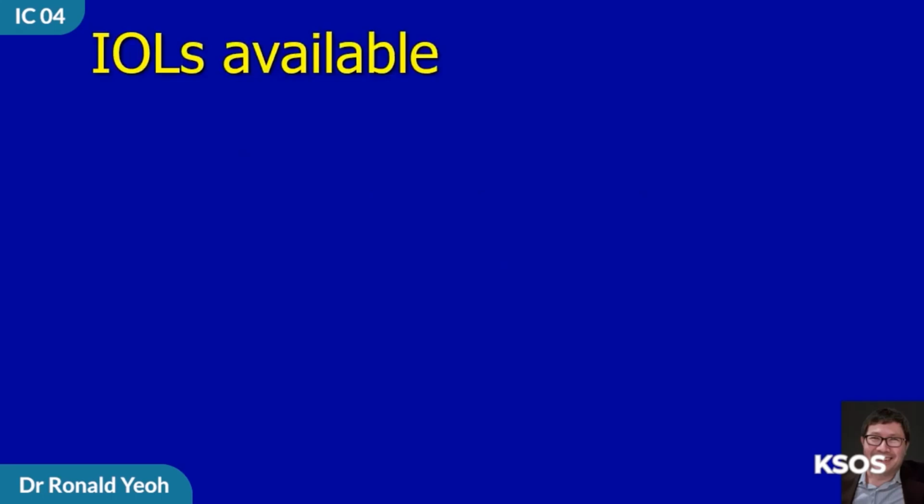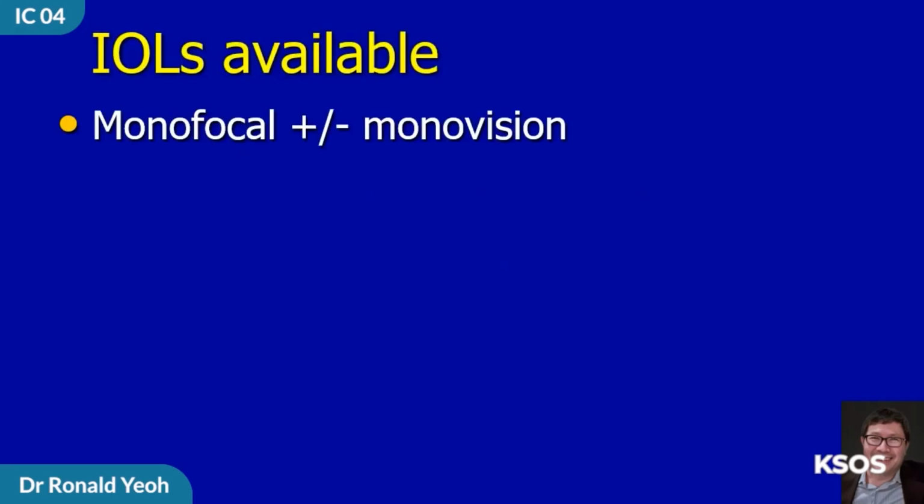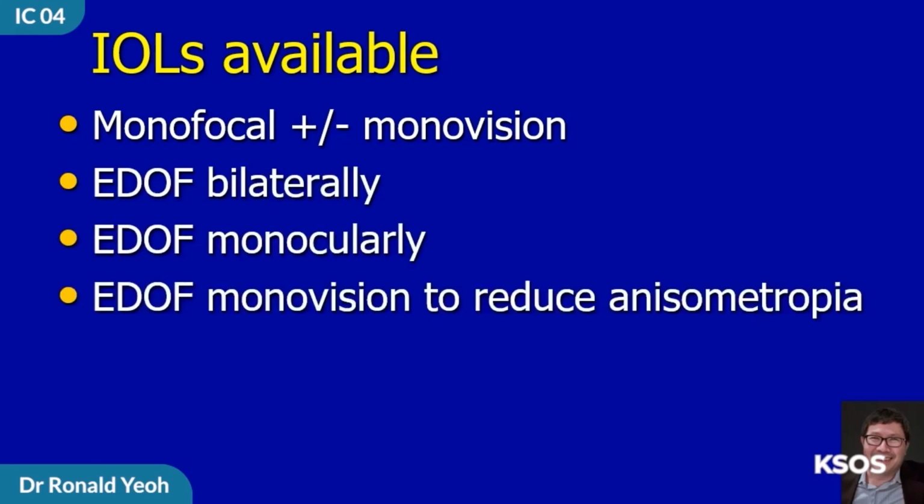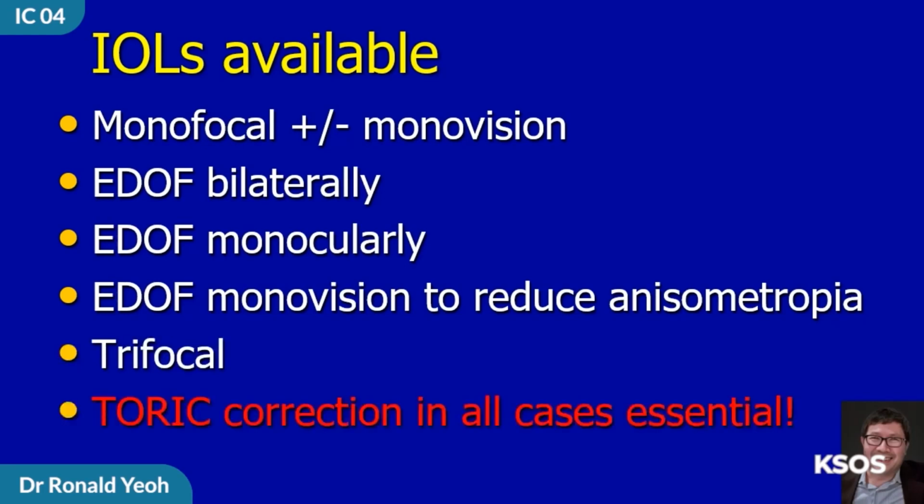Now, the IOLs available are many, and we can choose to correct presbyopia just by simple monofocal IOLs, opting for monovision, or we can do EDOF lenses bilaterally, monocularly, or we use EDOF to do monovision to reduce the anisometropia. We can, of course, use trifocals to correct cataract-related presbyopia, but in every case, it's absolutely crucial to do toric correction for surgery.